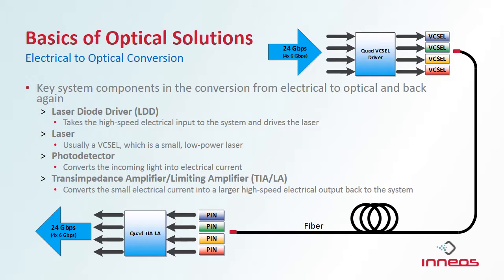There's a driver, which converts the high-speed signals to something that can drive a laser, which is usually a VCSEL, a small low-power laser in the system, which then goes to a photodetector that converts the light back to electrical, and then there's a transimpedance and limiting amplifier in the system that converts that small electrical signal back to a much larger one that can drive the system.